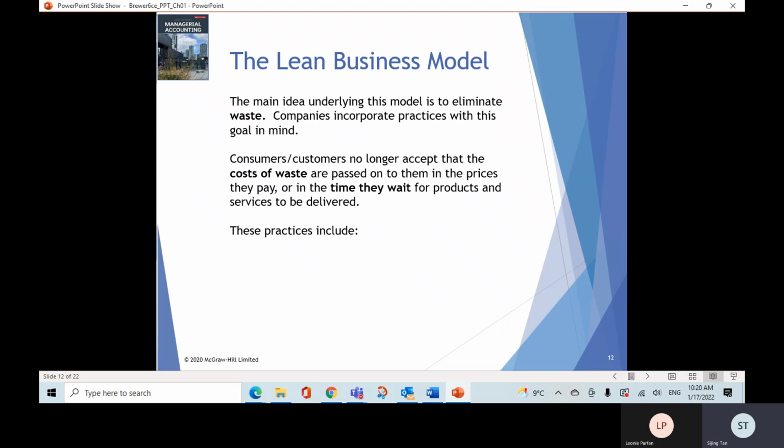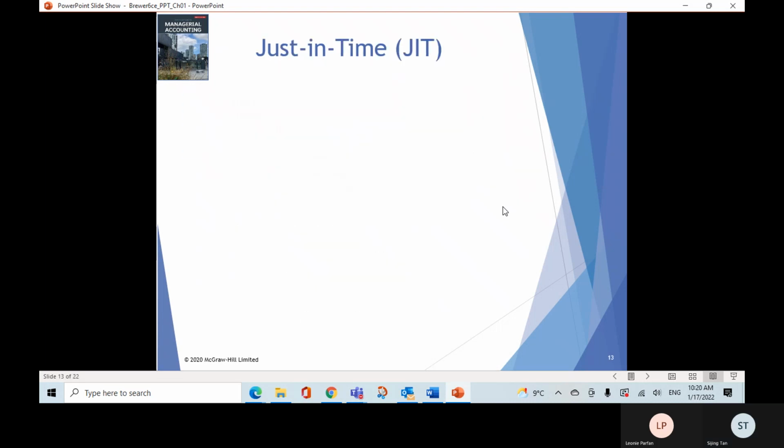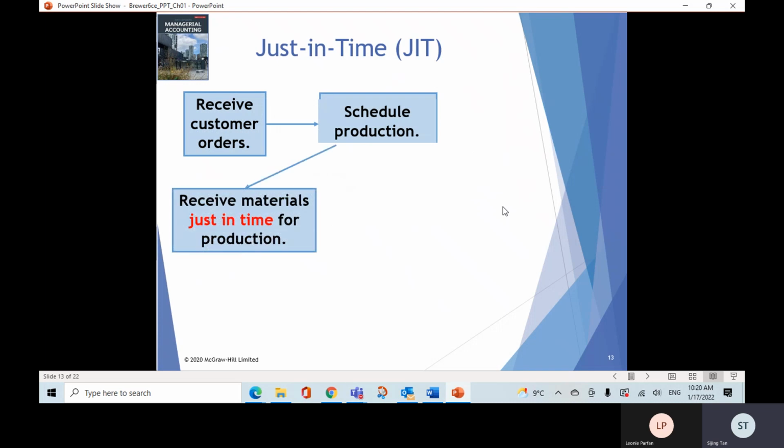Companies choose to adopt and implement one or more management practices that focus on different aspects of the lean business model. So we're going to talk about these practices: just-in-time, total quality management, process reengineering, theory of constraints. First, we talk about just-in-time.